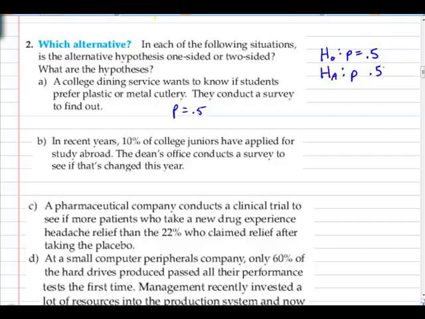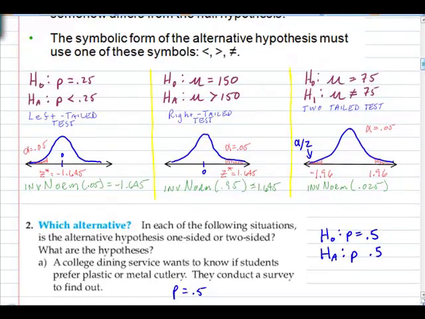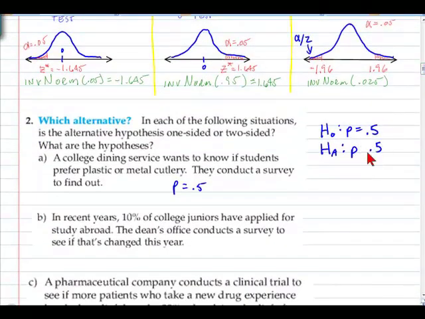In the alternative, notice up here, whenever I wrote my null and my alternative, the parameters were always the same and the numbers were always the same for the null and the alternative. So here I know that this is going to be p for my parameter and 0.5 for the number. The question now is, what is the symbol that goes in between the p and the 0.5? An inequality, not equal to. We don't know if it's going to be for plastic or for metal, so we're just going to say not equal to 50-50. We want to know, do they have a preference? So if they have a preference, then the proportion that say one or the other won't be 50-50. So this would be what kind of a test?